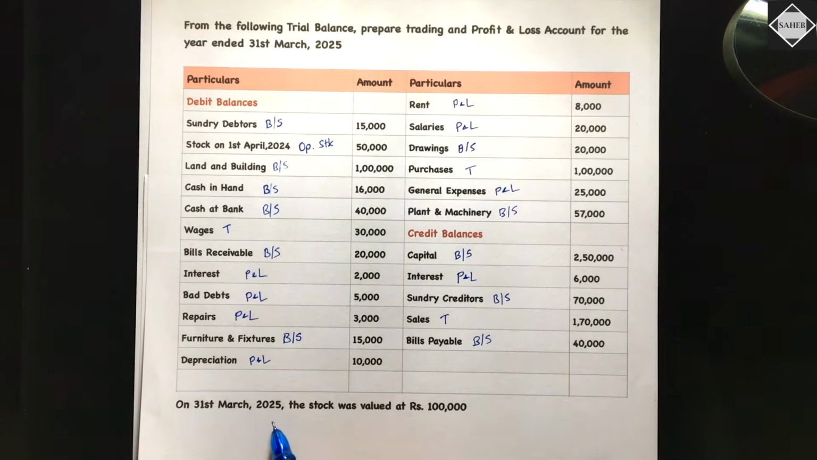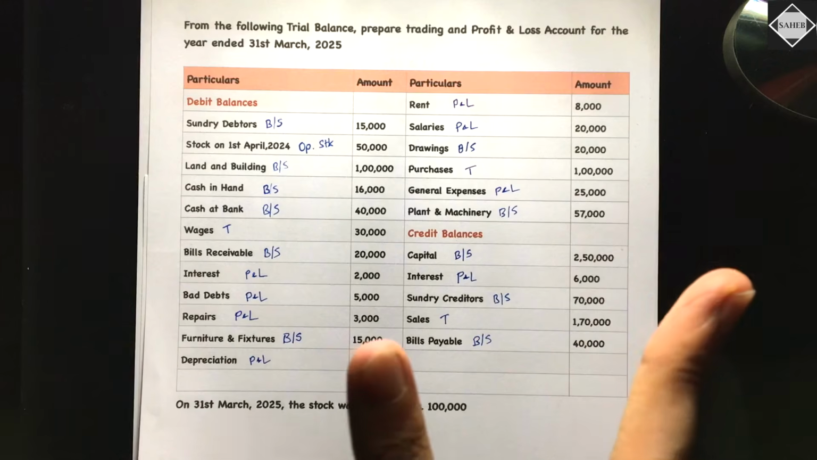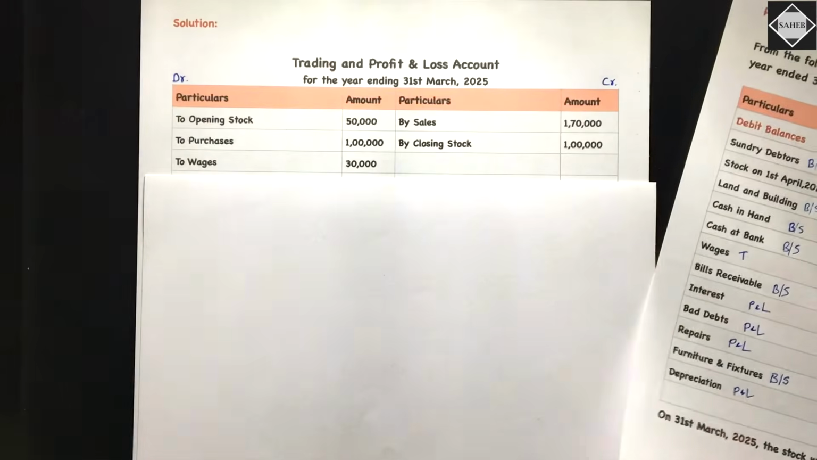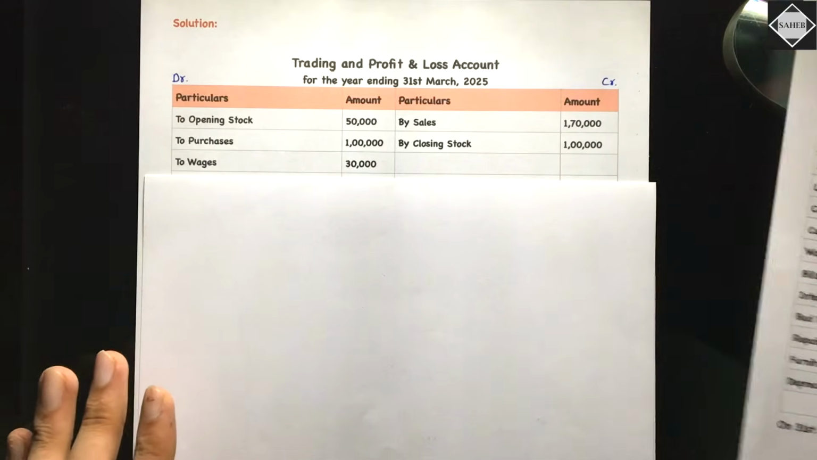See, on 31st March 2025, the stock was valued at 1 lakh. And you know the stock will be valued at lower of cost or net realizable value. But now you don't have to do anything, directly they have given you after doing the valuation. That's 1 lakh. So 1 lakh you will take as closing stock. Is it clear? Simple.